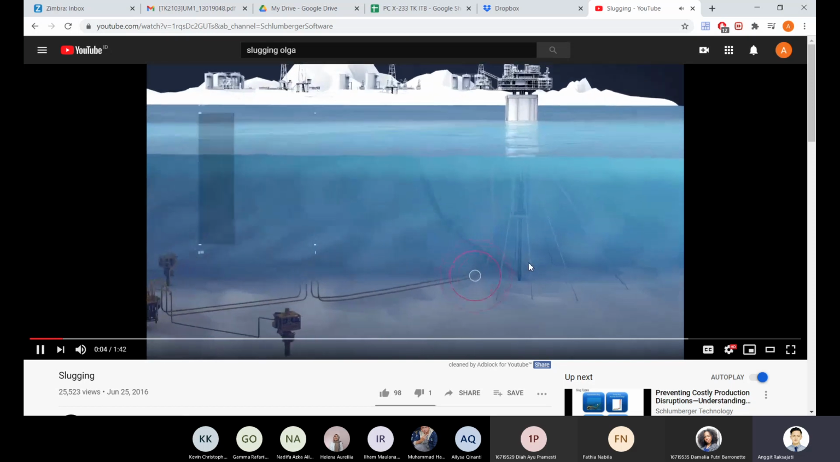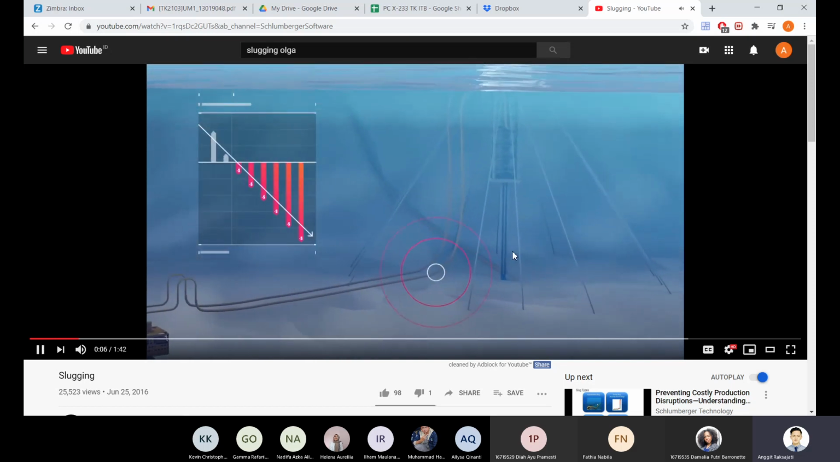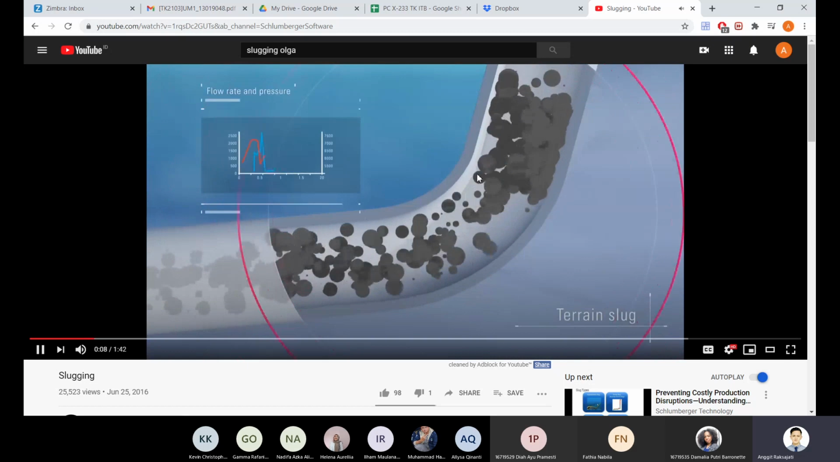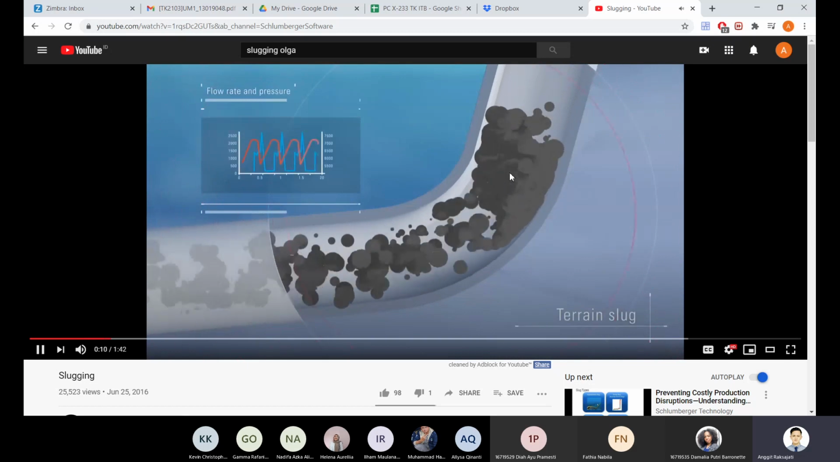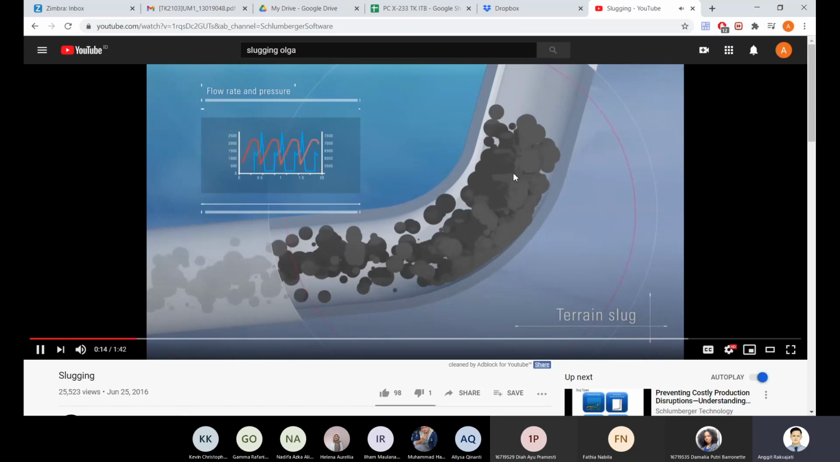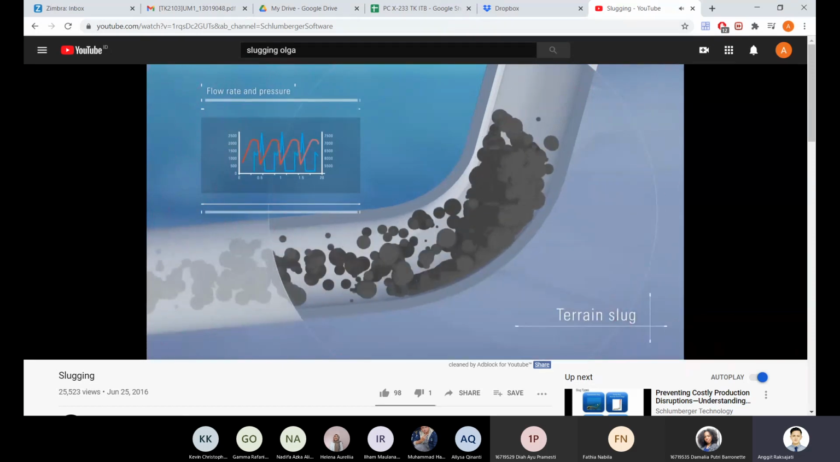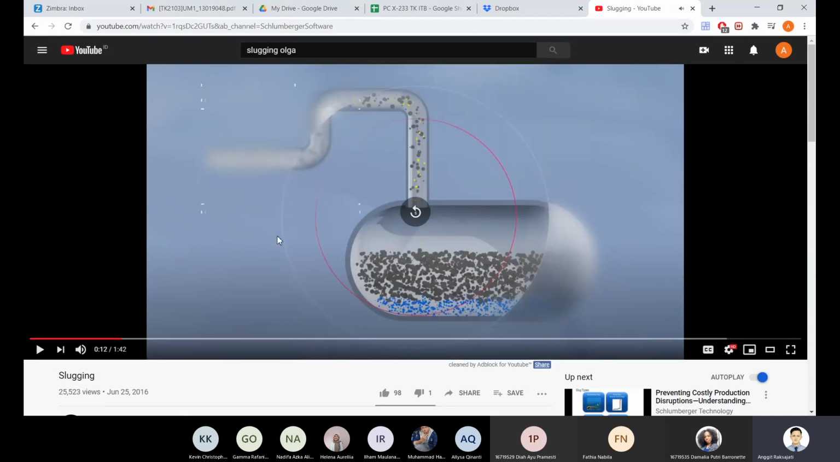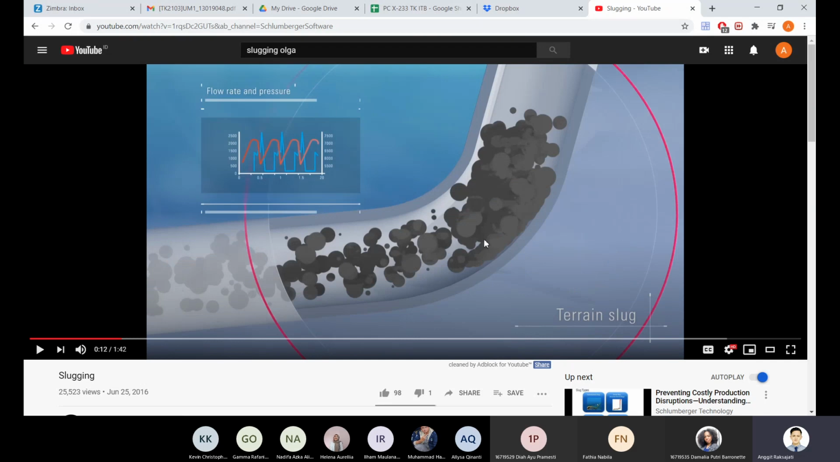Okay. And can cause costly production upsets. There are several different slug types. Terrain slugs occur at the base of a riser or steep incline where liquids build up and they can't be lifted. Okay, so the video explained it shortly that the liquid build up at the bottom of the riser.